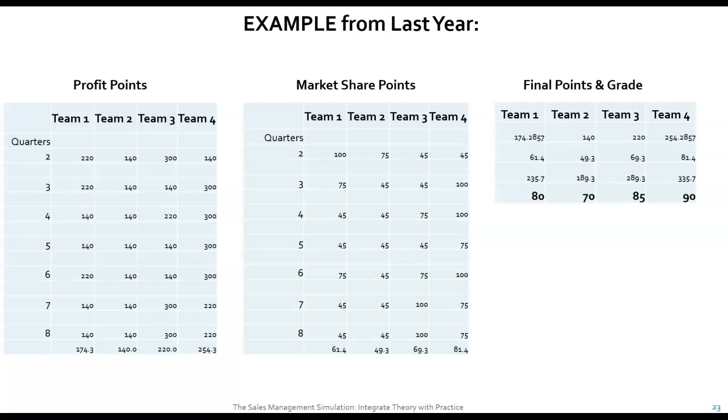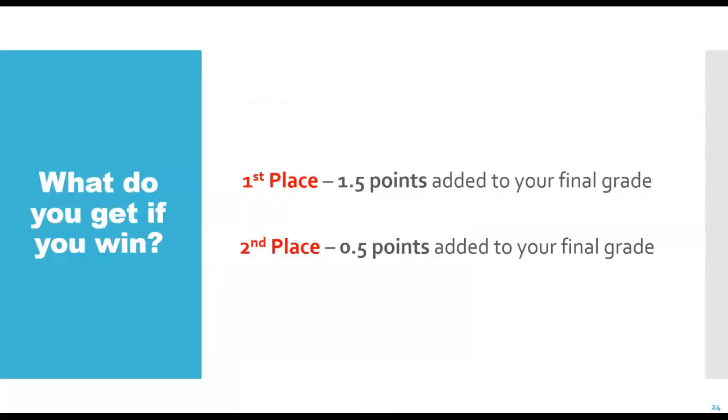So here's just an example you can go through, and I've adjusted numbers in your favor since then, but this was with 4 teams. What do you get if you won? First place, 1.5 points added to your final grade. Final grade in the class. Second place, 0.5 point.